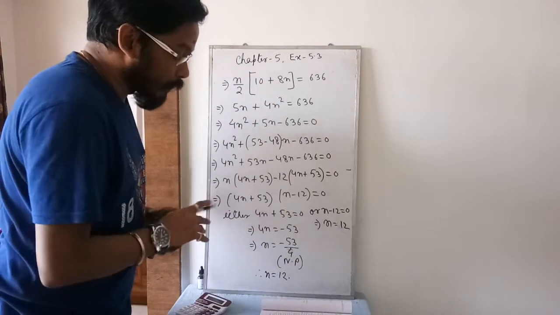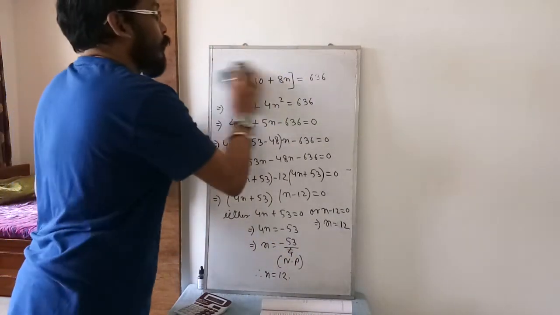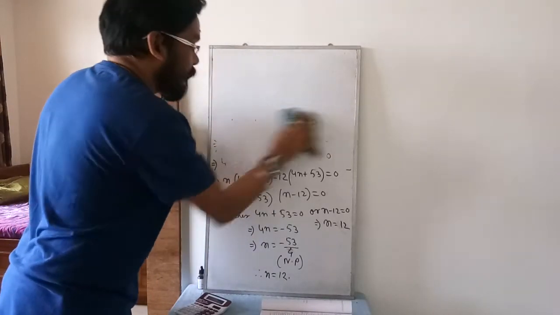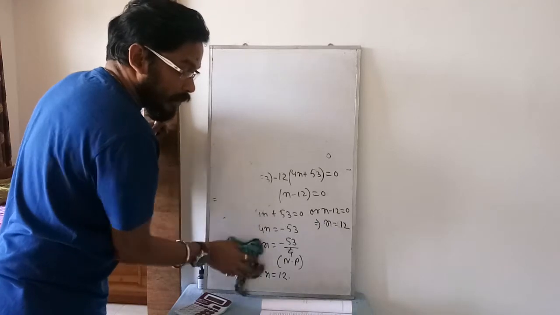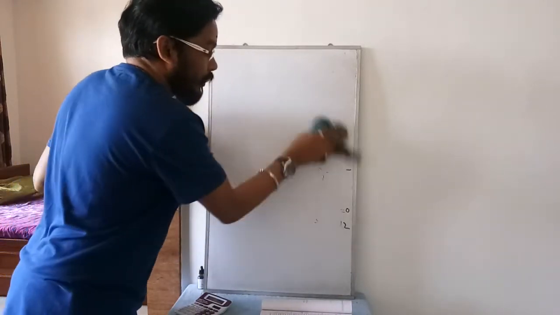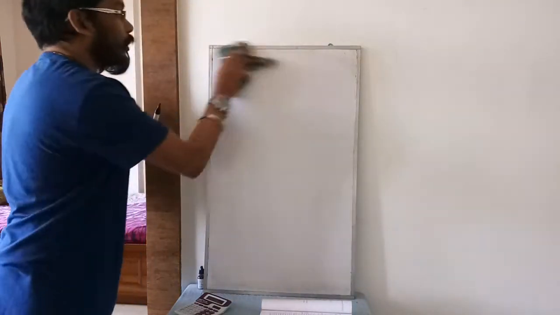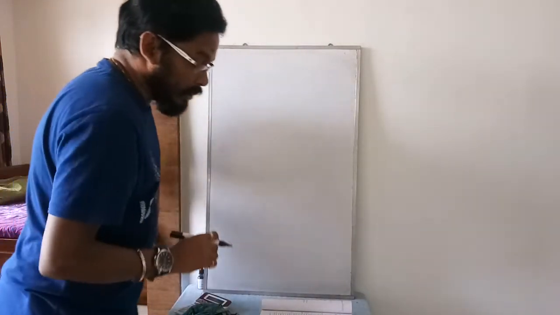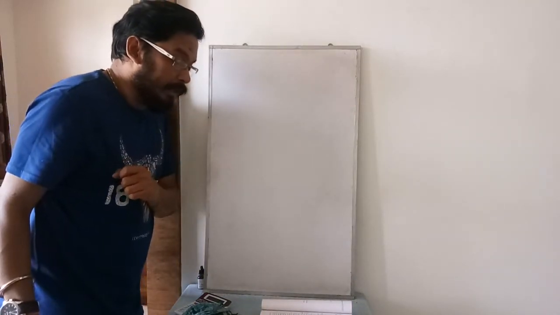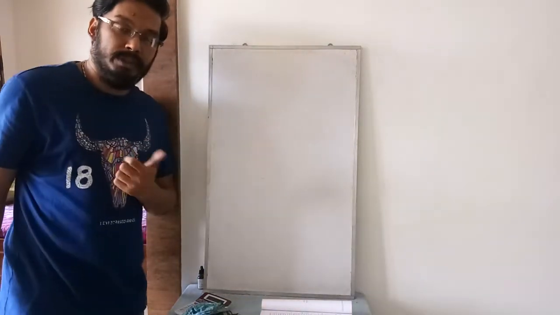Now we will go for the next question. Question number 5, what does it say? The first term of an AP is 5. We denote the first term of an arithmetic progression by A. The last term is 45, so we write it as L. The sum is given as 400. You have to find the number of terms and the common difference.